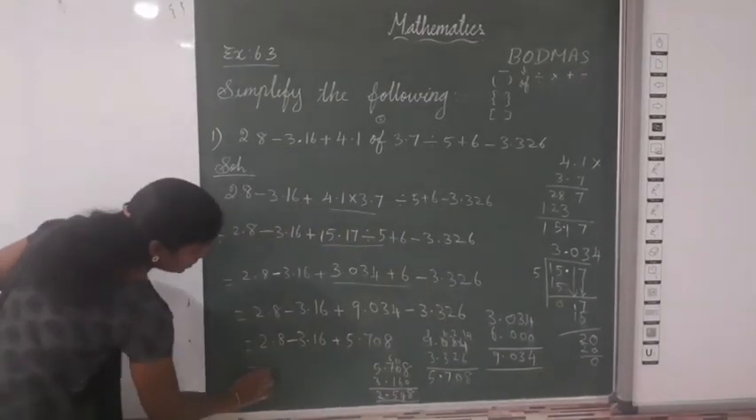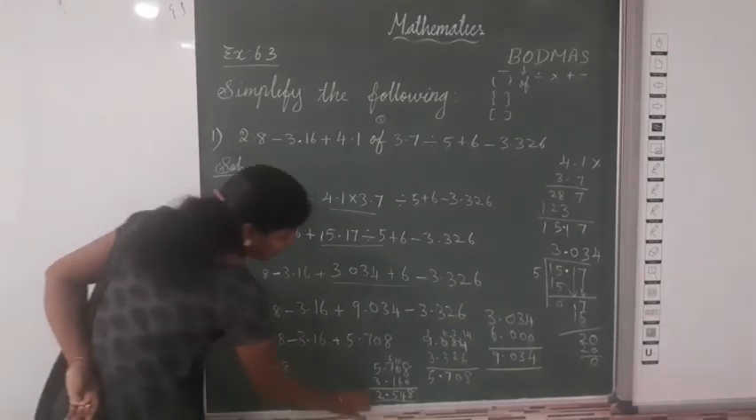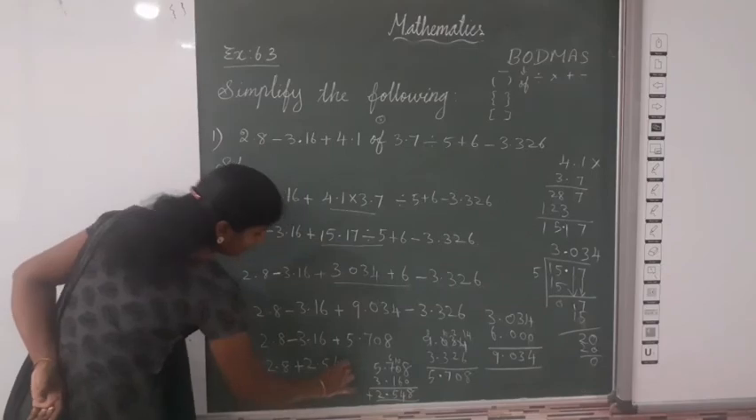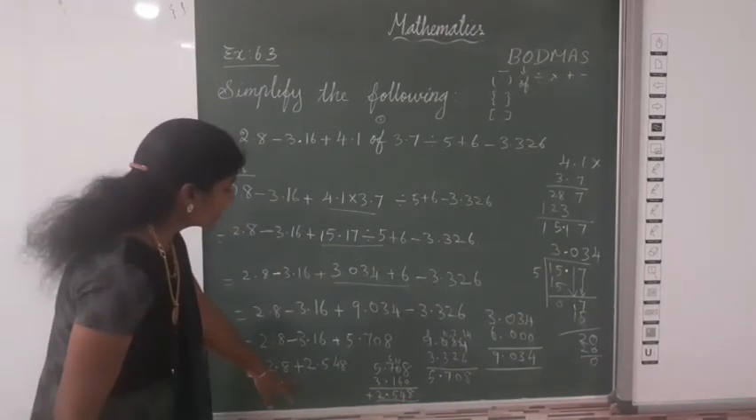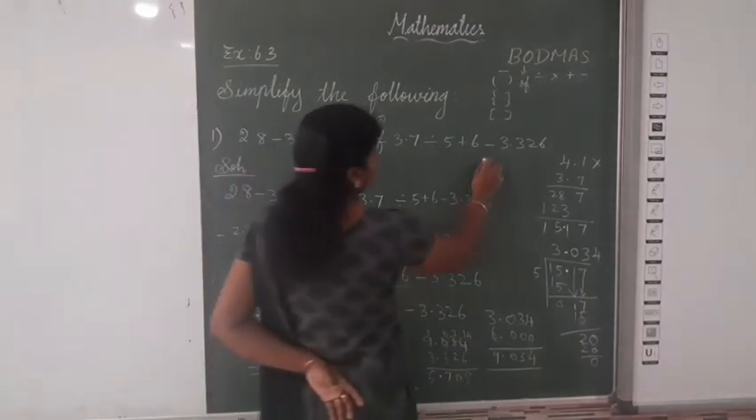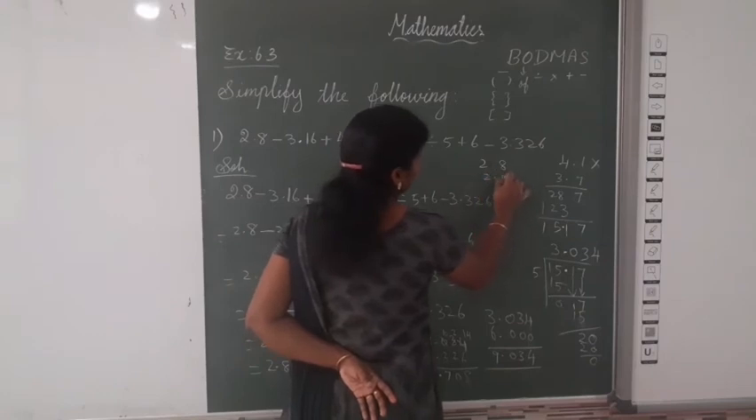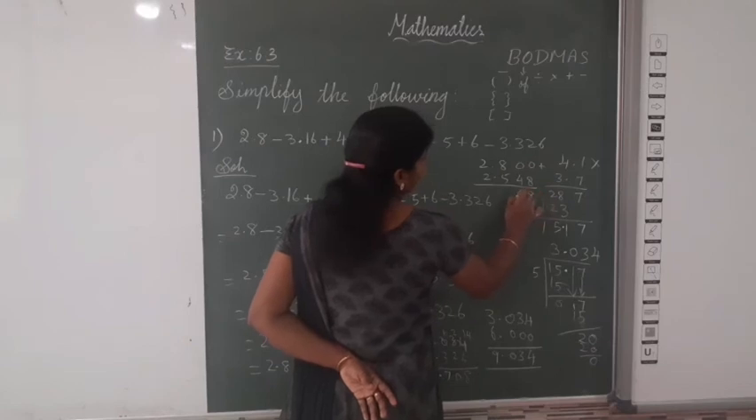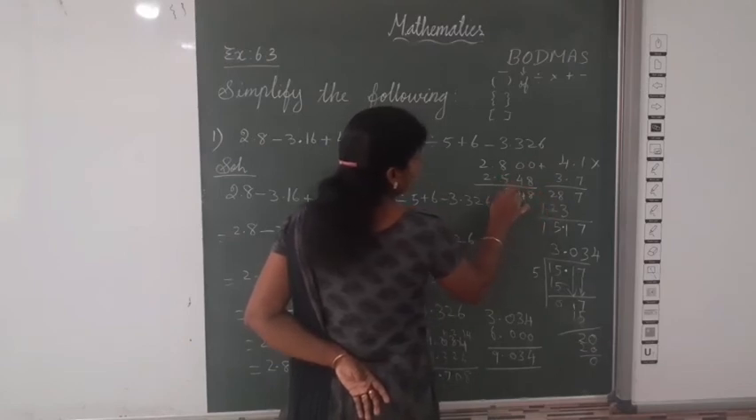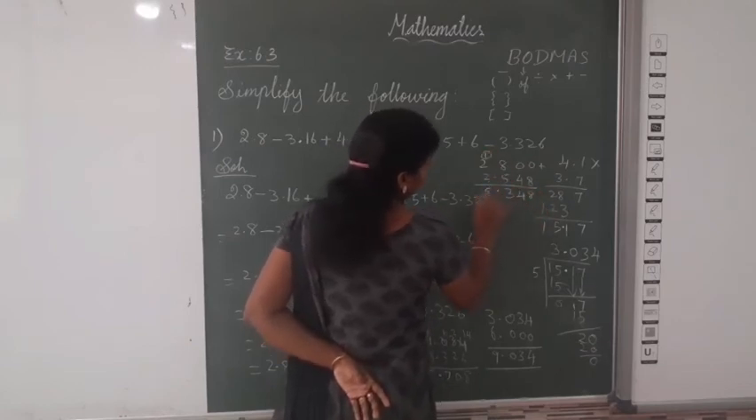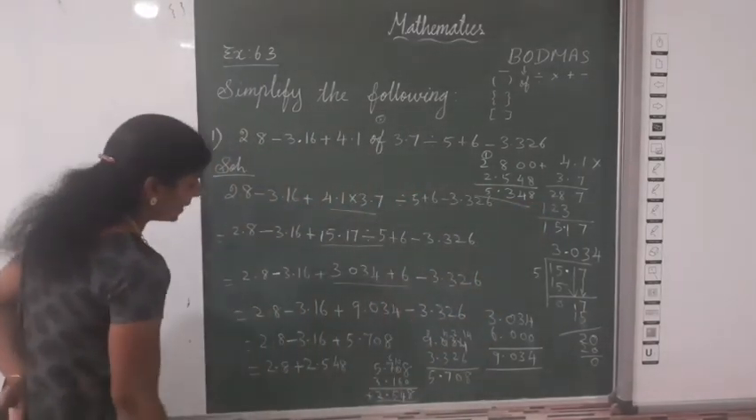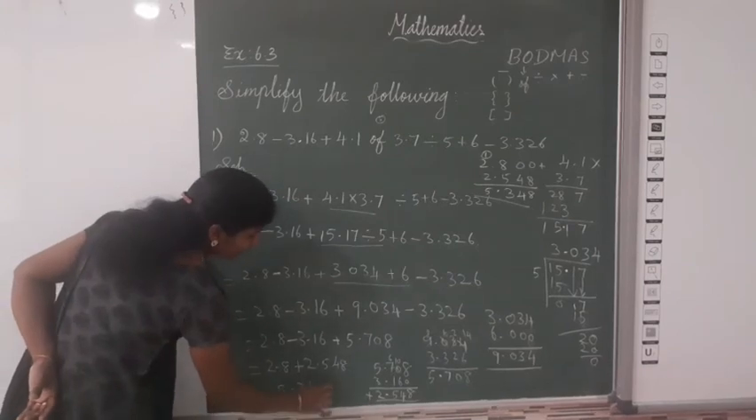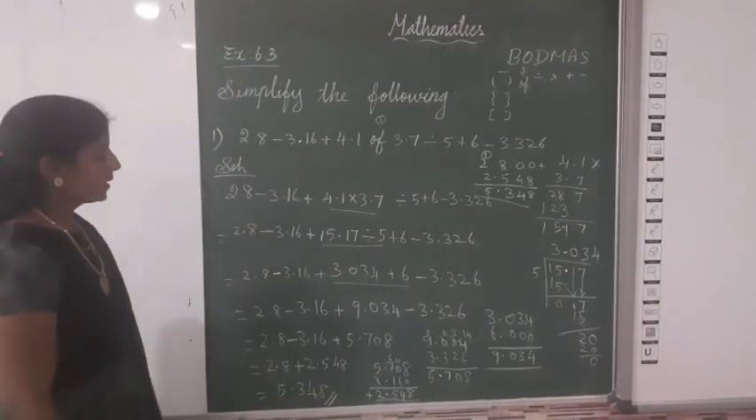Okay. Now 2.8, the bigger number has sign plus, isn't it? Plus 2.548. Now we can add 2.8 plus 2.548. We can add this: 8, 4, 8 plus 5, 13, 1 carry, here 5. 5.348 is the answer, okay? 5.348 is the answer. Are you clear?